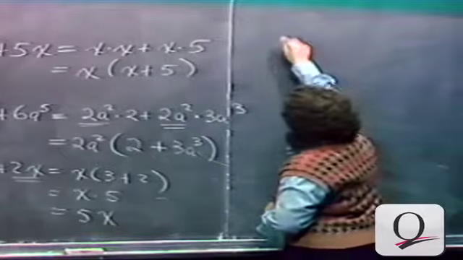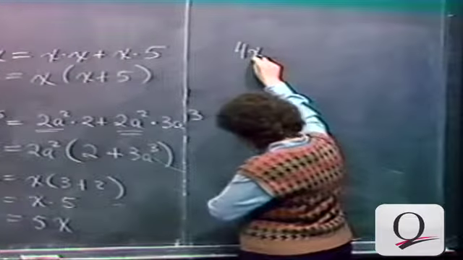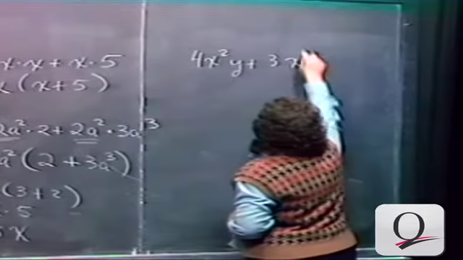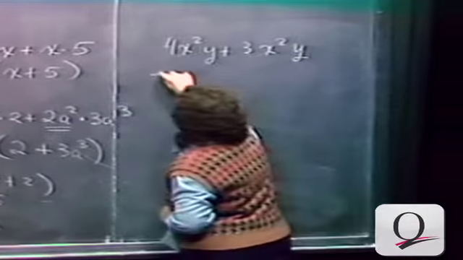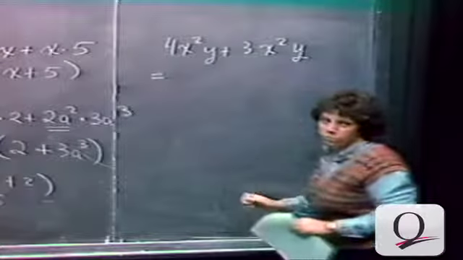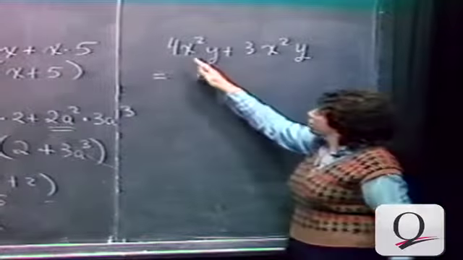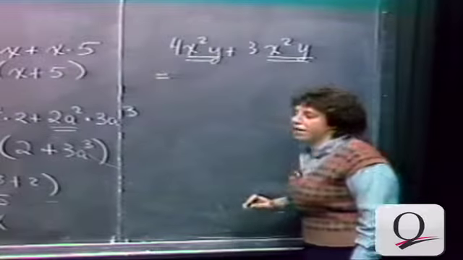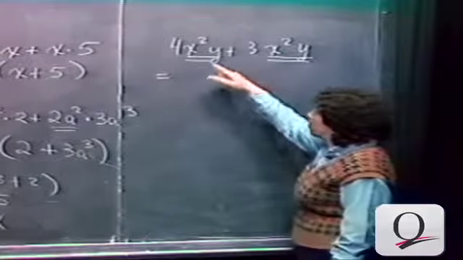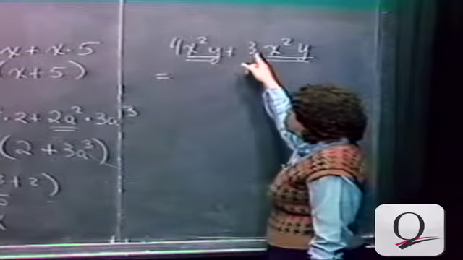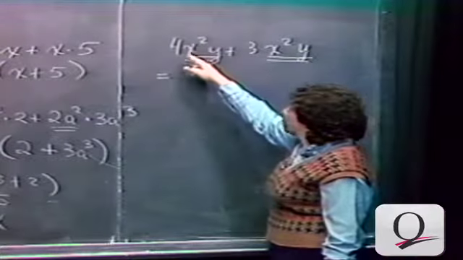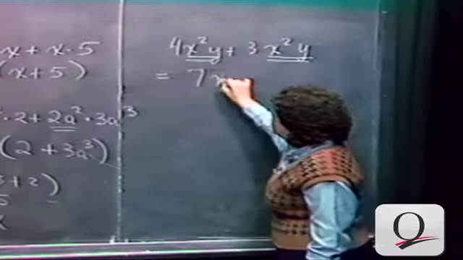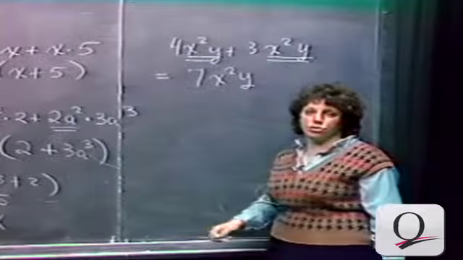Let's try another example. 4x squared y plus 3x squared y. We are adding two terms. They have the same variable part, namely x squared y. To add the like terms, we combine the numerical coefficients. 4 of these plus 3 of these gives us 7 of these, 7x squared y.